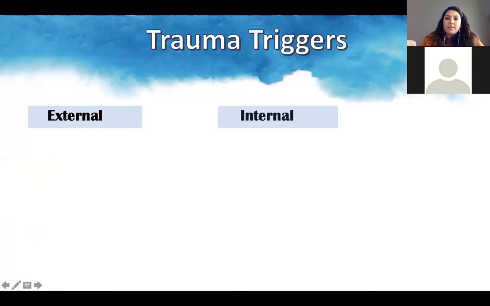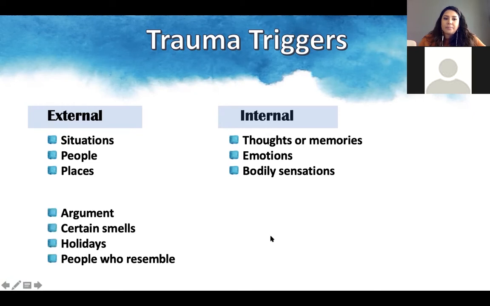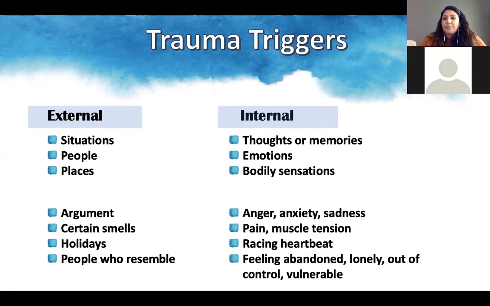So in terms of trauma triggers, a trigger is a way in which we are reminded of that traumatic event. There are two forms: external, which would be situations, people, or places, and internal, which are thoughts, memories, emotions, and bodily sensations. Internal experiences remind us of the traumatic event, and external are the circumstances outside of us that remind us. Some examples are an argument, certain smells, holidays, and people who resemble the ones involved with the traumatic event. In terms of internal, we might see experiencing anger, anxiety, and sadness, or pain and muscle tension, or a racing heartbeat.